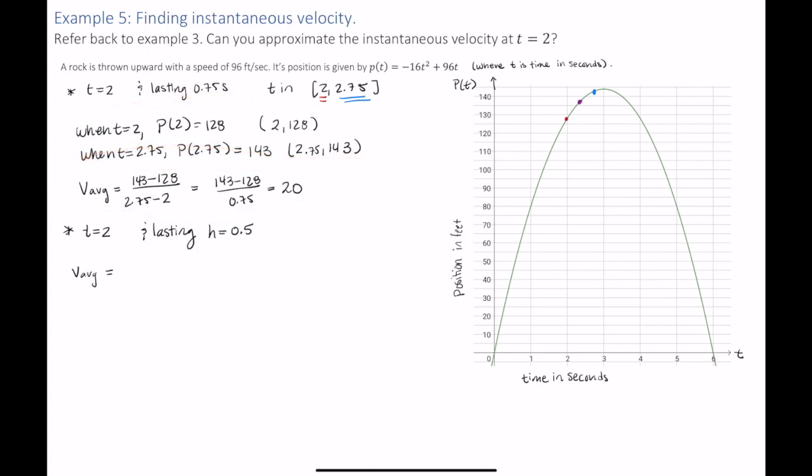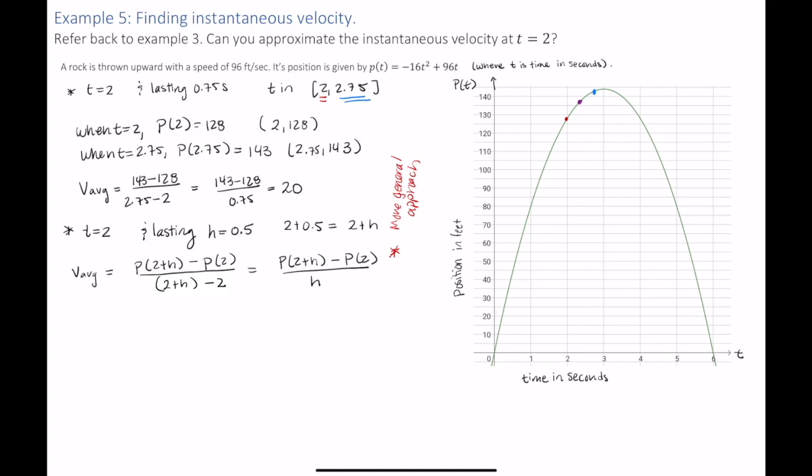So I know this interval is going to end at 2 plus 0.5 seconds, which I can rewrite as 2 plus h. So now we can compute the average velocity as p of 2 plus h minus p of 2 divided by h. This definitely makes my work a lot easier, and this is what I would use. This is a more general form.